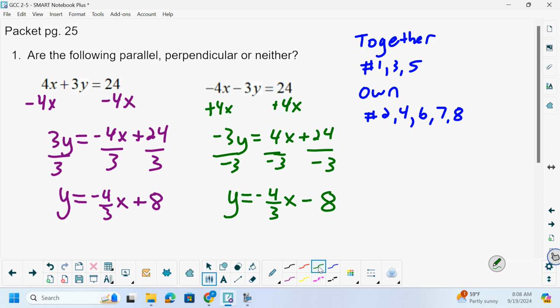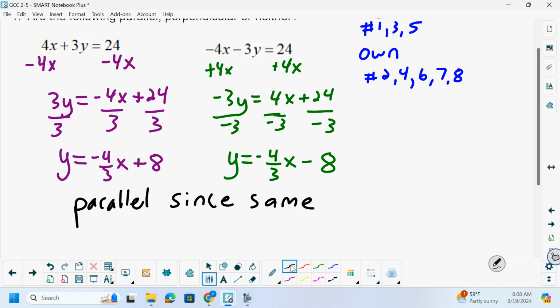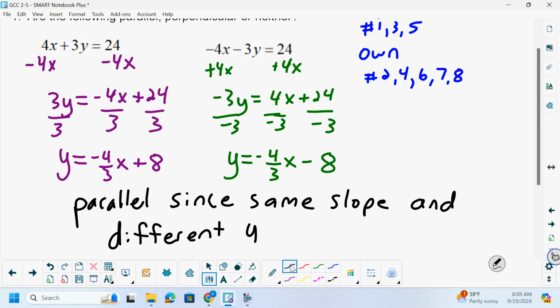So if we look at our slopes, notice we have the same slope. So potentially these could be parallel. We just have to make sure the y-intercepts are different. We'll notice y-intercept on the left is 8, on the right is negative 8. They're different, so we're in good shape. These are parallel. So we can say parallel since same slope and different y-intercept.